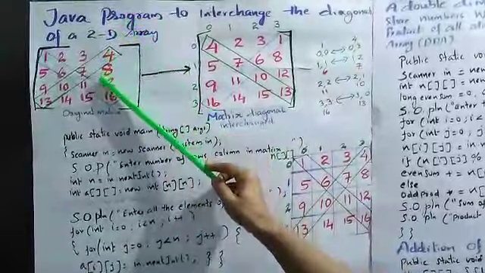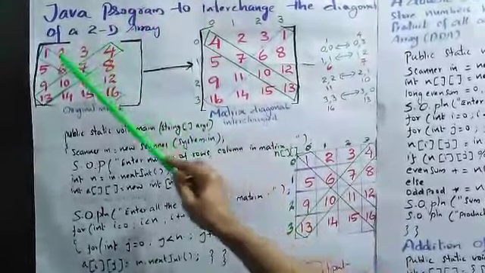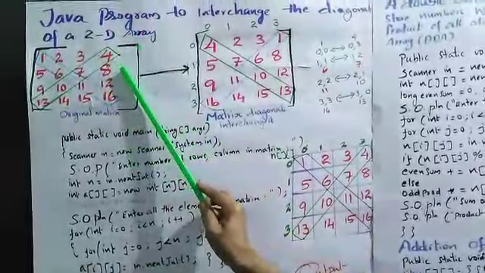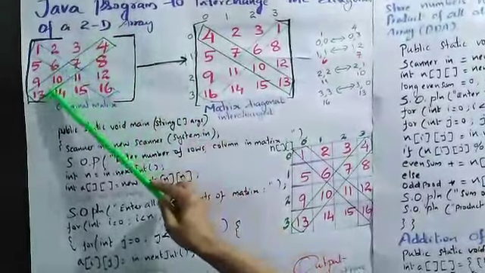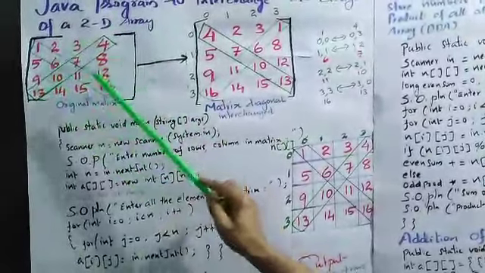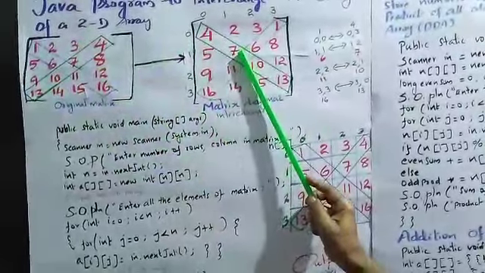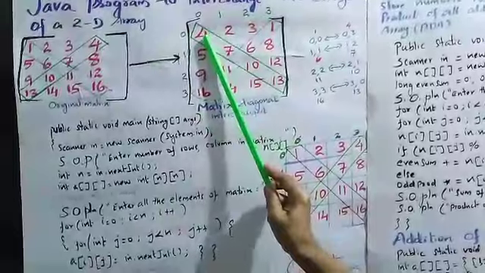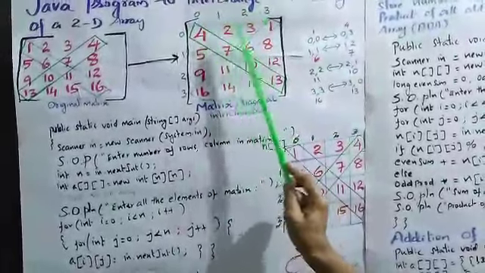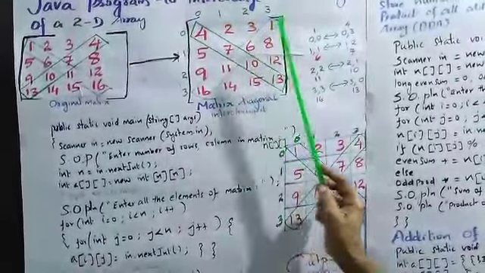So here the original matrix is given, 4 by 4. You have to interchange the left and right diagonal elements. After interchanging the left and right diagonals, it will come like this. What happens? In the first position 4 will come, and in the fourth position what will come? 1. So how will you do this?